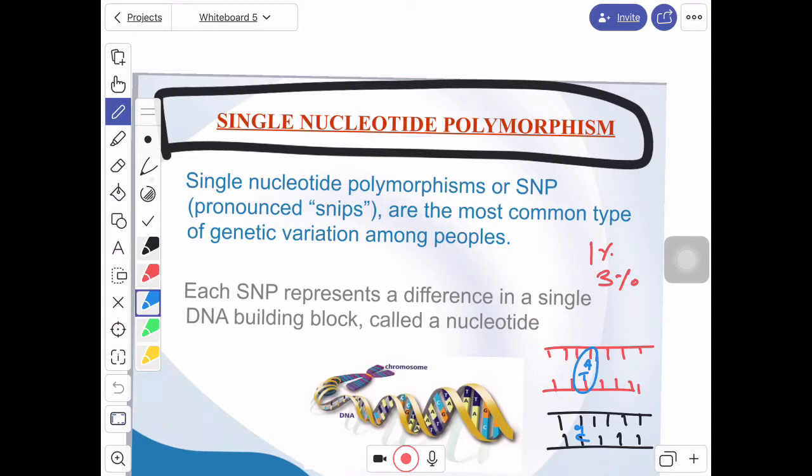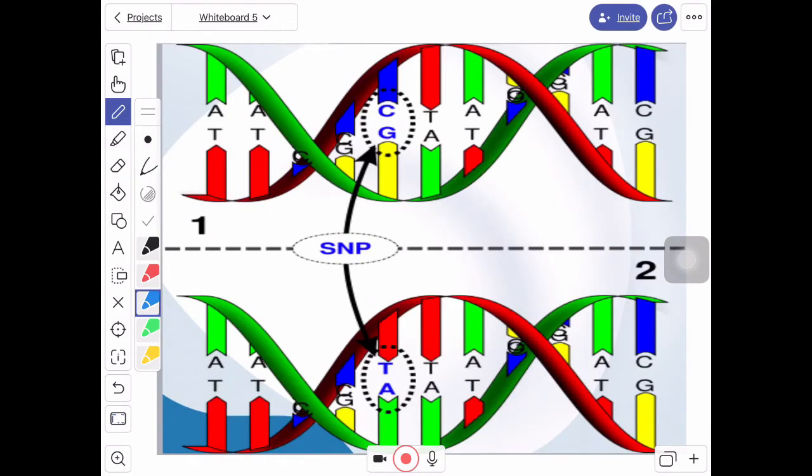Now this difference between individuals at a particular position, that too a difference in only one nucleotide, is known as single nucleotide polymorphism or SNPs, or sometimes it is also known as SNP. Just see here, these are two individuals' DNA, individual 1 and individual 2, and you see at this position they have a variation.